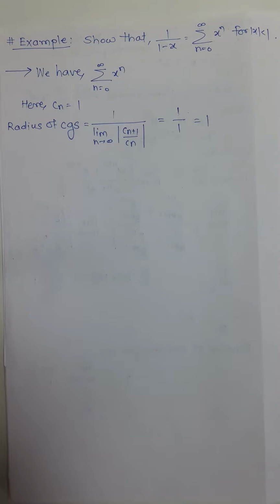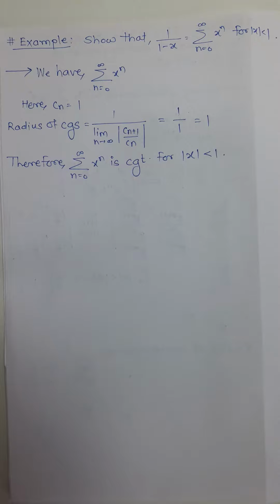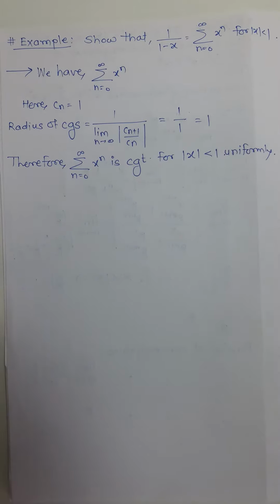So that's why we can say the given series is convergent for mod x less than 1. This convergence is uniform convergence within the radius of convergence. So that's why at the end I mentioned uniformly, since this convergence is uniform convergence.